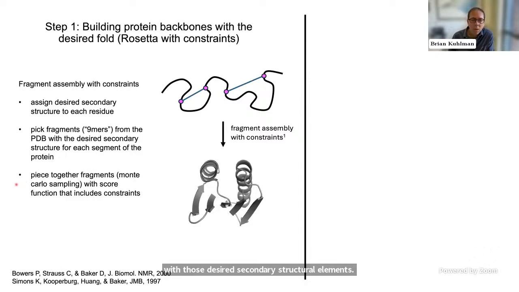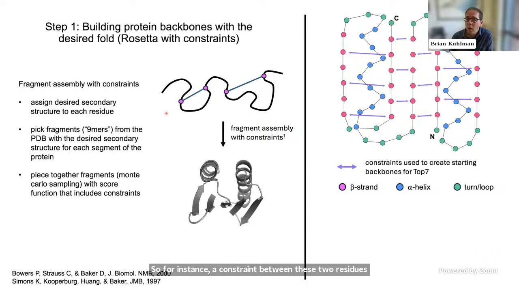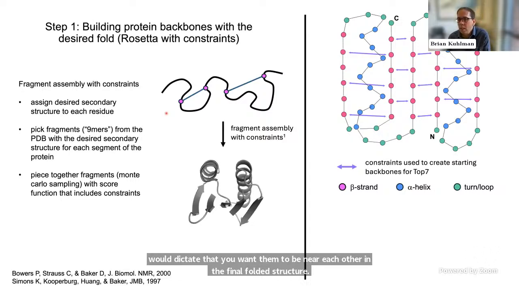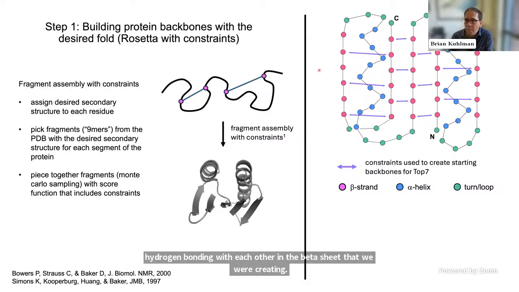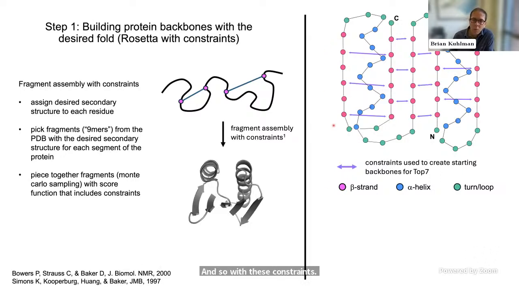And then piece those together with Monte Carlo sampling with a score function that includes constraints that will specify your target fold. So for instance, a constraint between these two residues would dictate that you want them to be near each other in the final folded structure. And so the set of constraints that we used to design Top 7 are here. And these were basically constraints between residues that we wanted to be hydrogen bonding with each other in the beta sheet that we were creating.